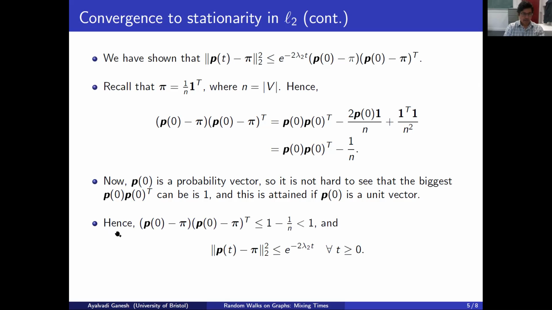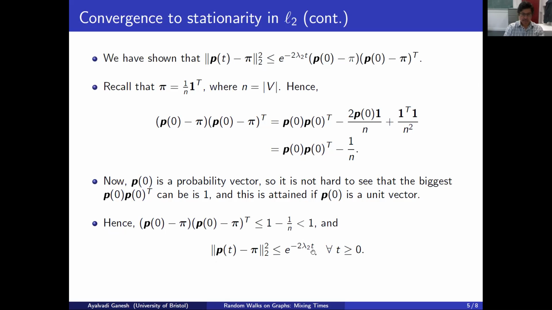Okay, and so substituting this in here, P naught minus pi inner product with itself is bounded above by 1 minus 1 over n, which is strictly smaller than 1. And plugging that back here, the squared Euclidean distance between pt and pi is bounded above by e to the minus 2 lambda 2 t.